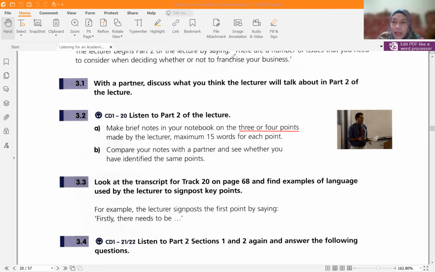Now, after you listen to the audio from the audio 20, here we have given the transcript for you. The transcript is actually on page 68, and find examples of language used by the lecturer to signpost key points. But let me show you.